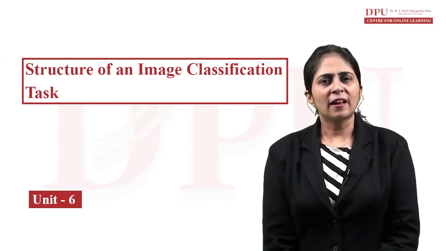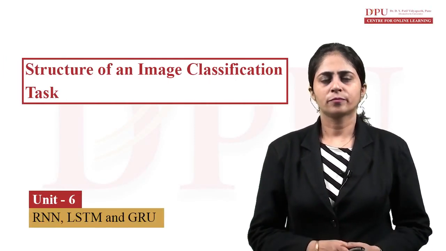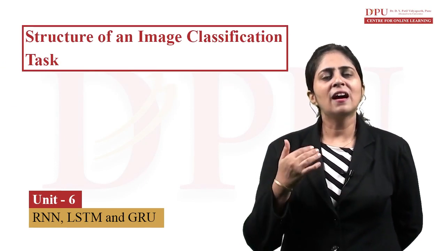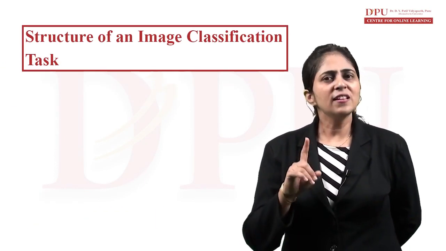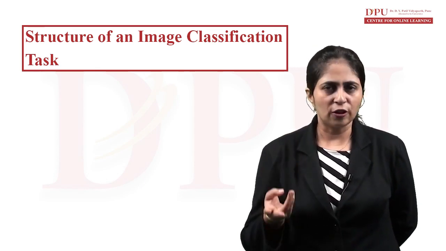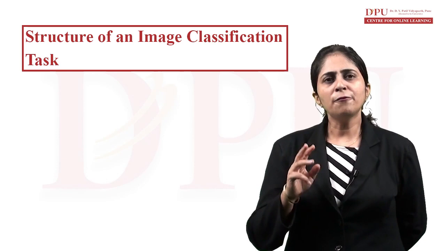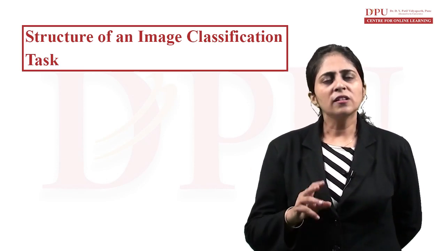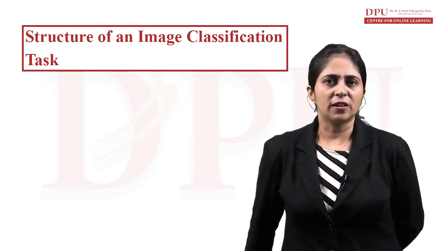Structure of image classification task. There are a few steps to classify the image. First is the image processing. Second is the detection of an object. Third is the feature extraction and the training. Fourth is the classification of the object.